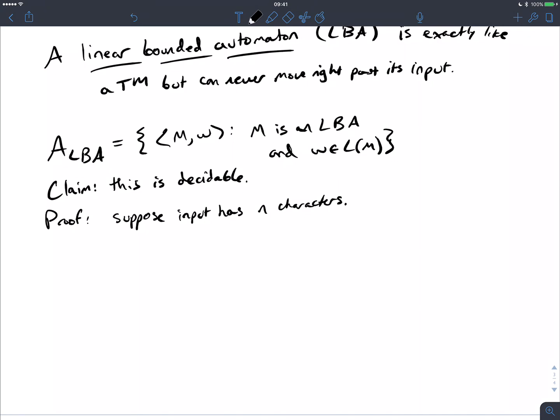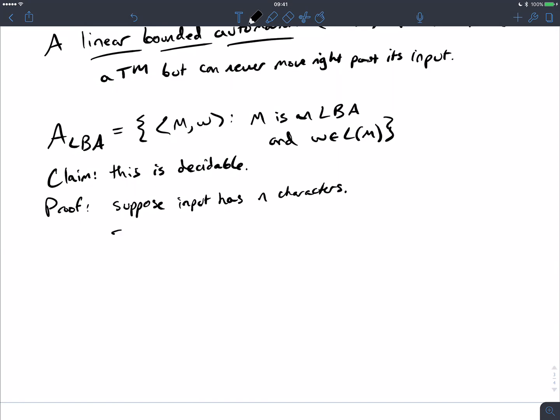Well, let's see. How many possible configurations are there? Well, suppose there are Q states and G tape symbols for concreteness.